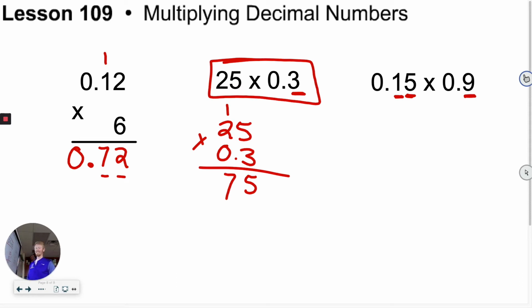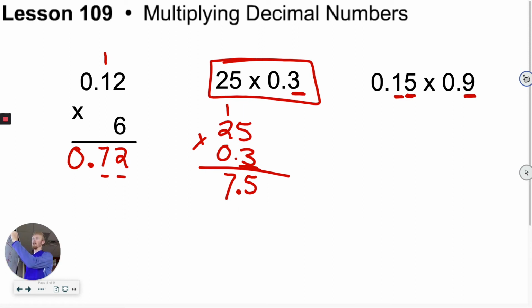So 75. Now, how many decimals did I have to begin with? Just the 0.3, just one decimal, which means my answer needs 1 decimal place in it. So I'm going to place my decimal point here, and then there's my 1 decimal in my answer. So I have 0.75.